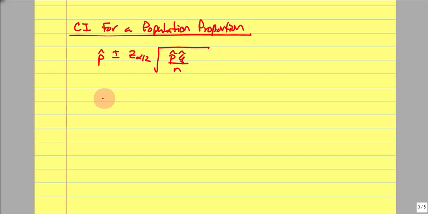So let's go ahead and talk about each of these. P hat is the point estimate. Remember, the point estimate is a statistic that estimates a parameter. It's the point estimation of the population proportion P.